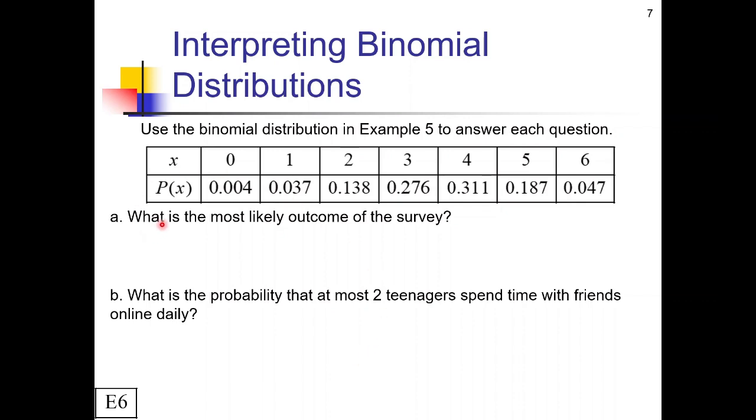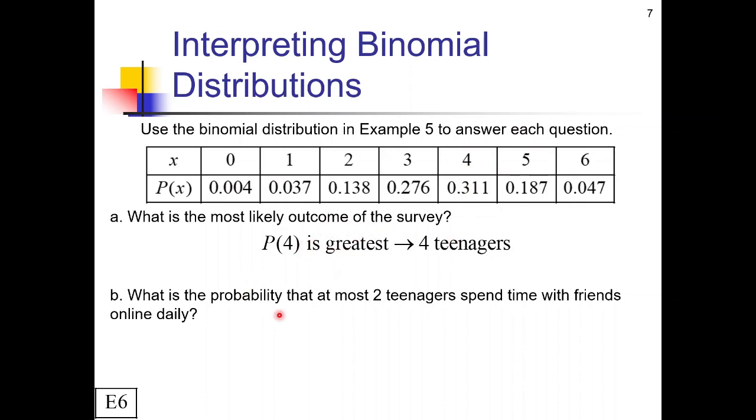All right, so question A, what's the most likely outcome of the survey? This is the most likely question, right? So taking a look at our percentages, the highest one was this 0.311. So probability of having 4 teenagers answer yes to the survey was the highest. So 4 teenagers is the most likely outcome when you do this survey.